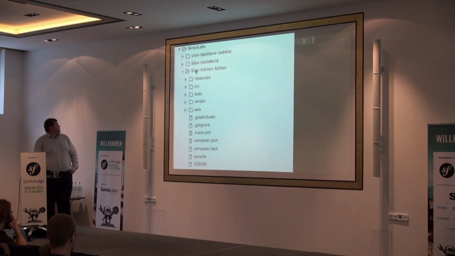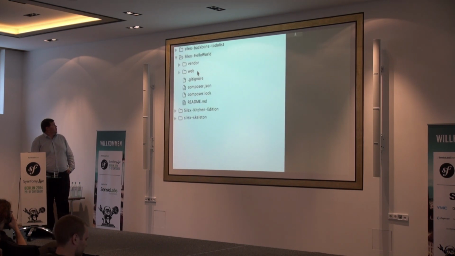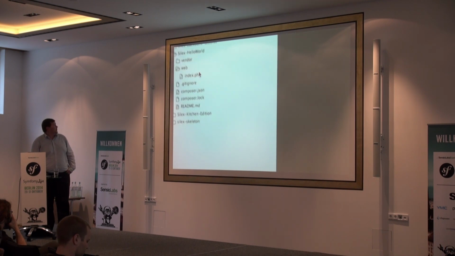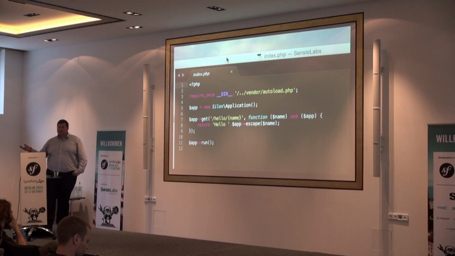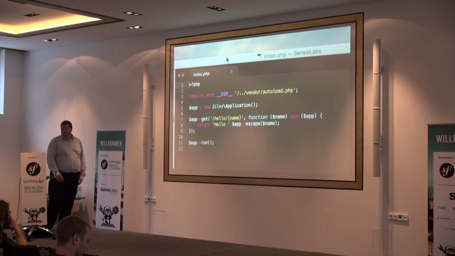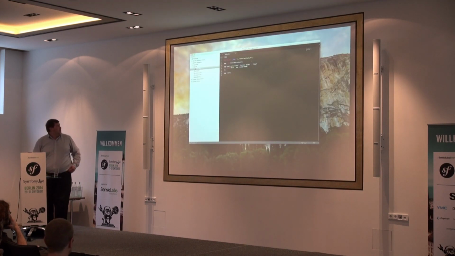So what the Silex Kitchen Edition provides, actually let's take a little step back. If we take a look at the Silex Hello World, all it is is the vendor directory with our web directory and a composer JSON file. If we open up that index.php, it looks like this. Relatively straightforward Silex application. We map a route /hello /some parameter, and this is the entire application in 11 lines of code. So oftentimes you need a lot more functionality than that. So let's look at a more advanced example. Here we're going to take a look at the Silex Kitchen Edition.